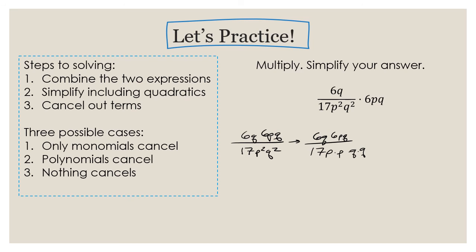All right, now step 3, I'm going to cancel. So I'm going to cancel this q with this q, this q with this one, this p with this one, and I can't do anything else. So then I'm left with 6 times 6 on the top, which is 36, and 17p on the bottom, and that is my final answer here.